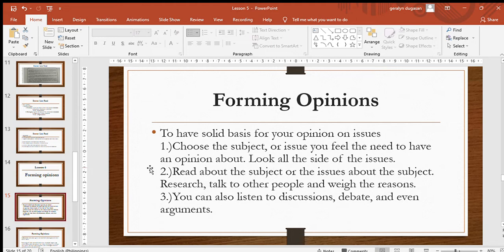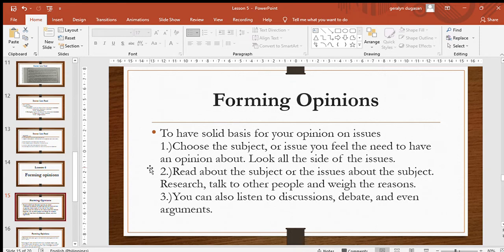Second is, read about the subject or the issues about the subject. You may be satisfied to read only one article at an online website, or you may research for hours, but not until you understand all the sides of this hypothetical argument. Your opinion should not become a conviction.